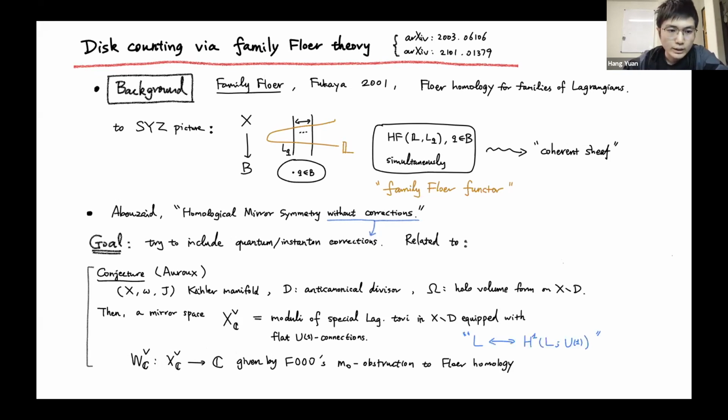If you have some torus fiber L, its dual fiber is expected to be the space of flat U(1) connections, namely the first cohomology group with coefficients in U(1). What I did in my thesis is to give a positive answer to this conjecture, but in a non-Archimedean setting.